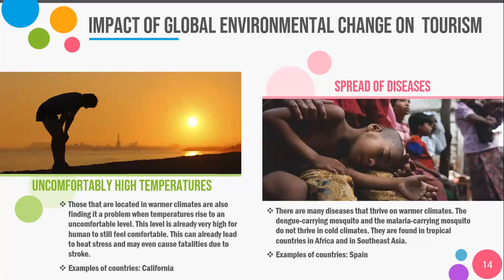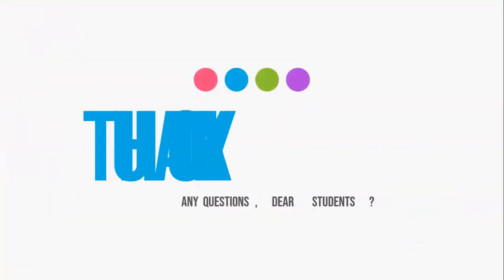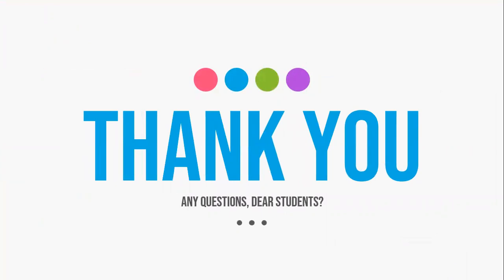This happens in Africa and also Southeast Asia. Thailand, Laos, and Myanmar have a very high spread of malaria disease. Before this, Malaysia also had malaria, but it is being controlled right now. An example of a country is Spain, also a place that has malaria because of the high temperature. So that is all for tourism geography.